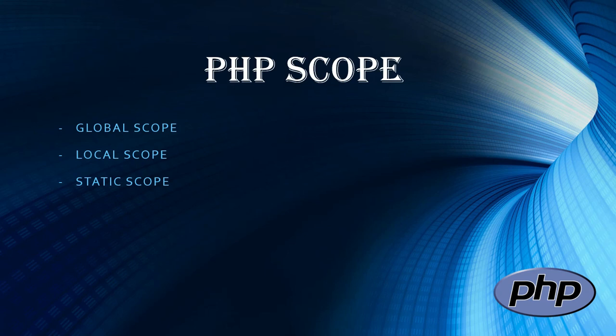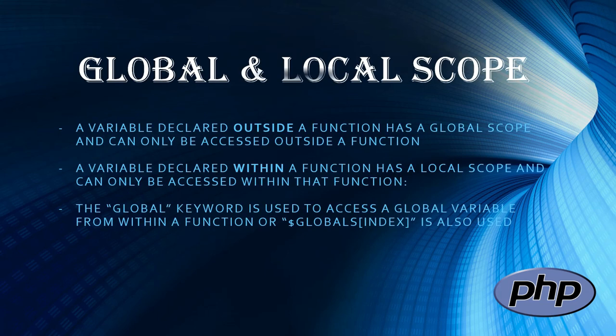In PHP, variables can be declared anywhere in the script. Variable scope means where the variable can be used. PHP has three different variable scopes: number 1 local, number 2 global, number 3 static.